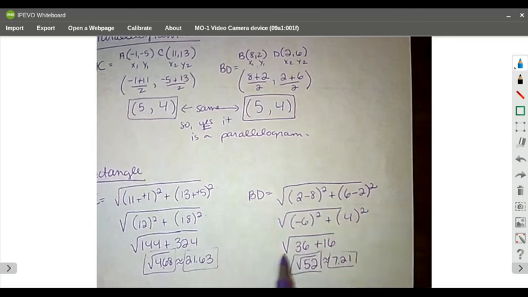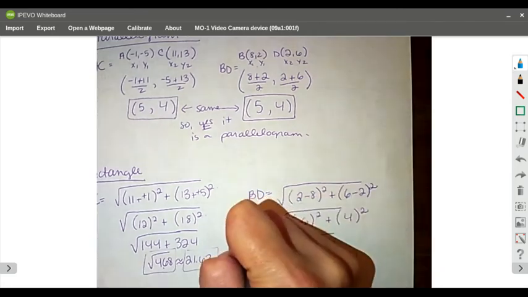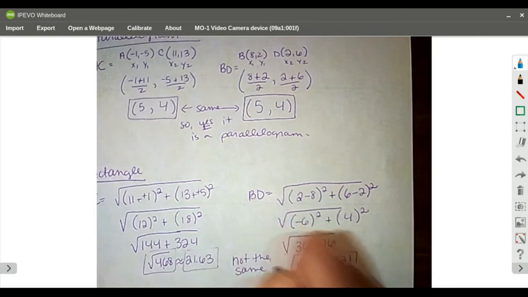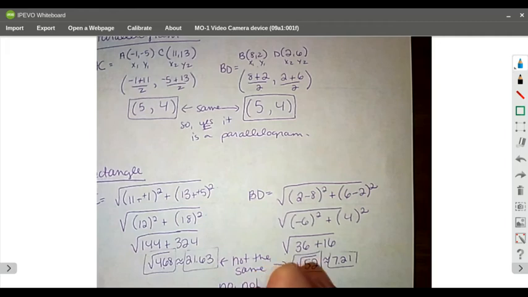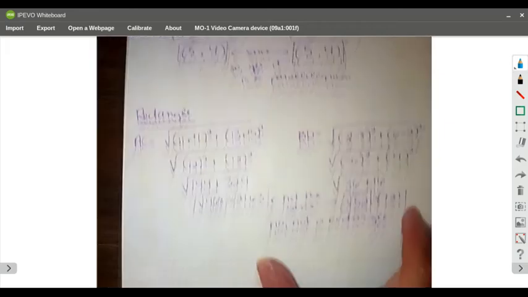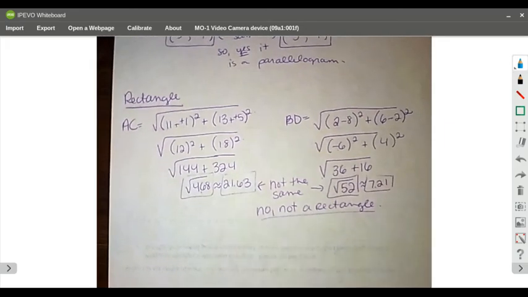So since these are not the same, the diagonals are not congruent. So not the same. So we're going to say no, not a rectangle. Okay, so not a rectangle, but it could still be a rhombus.